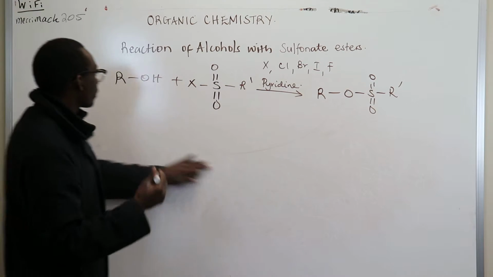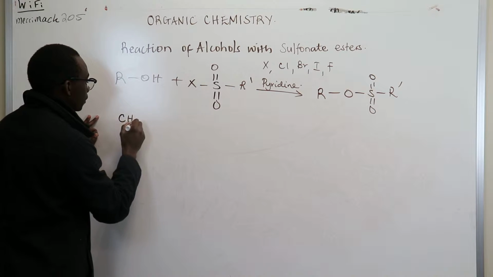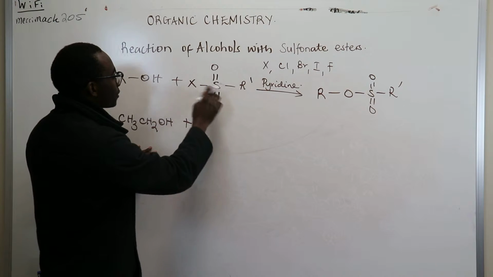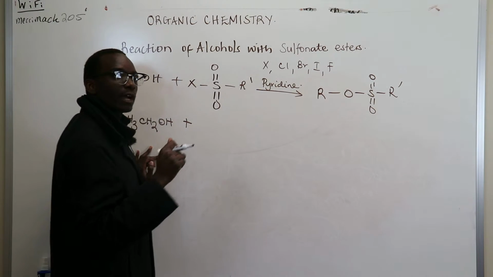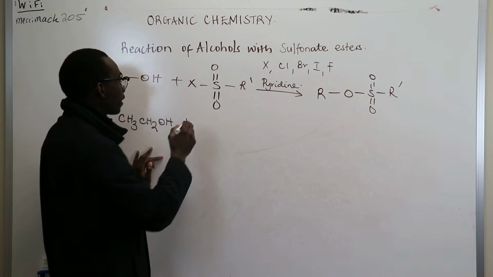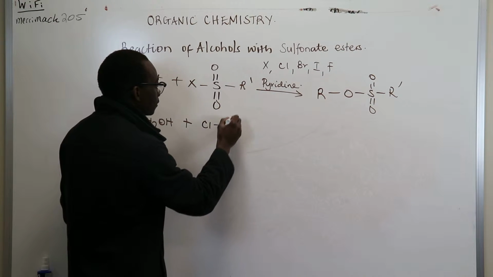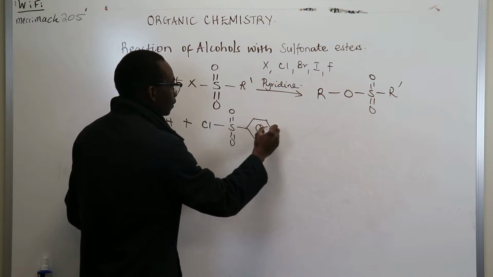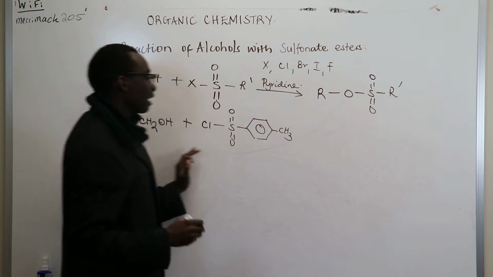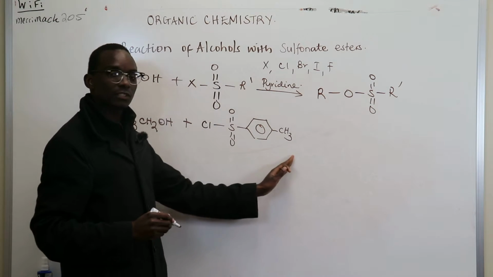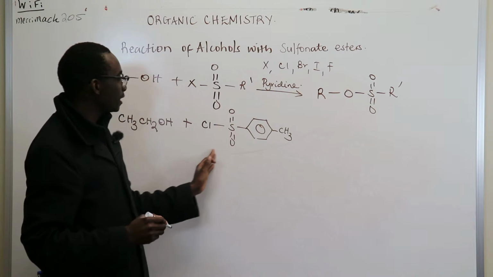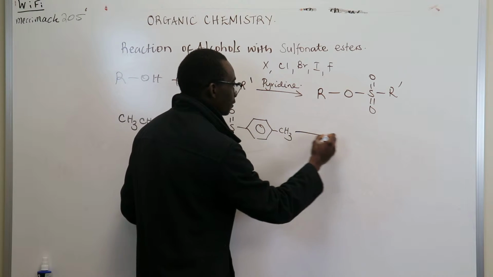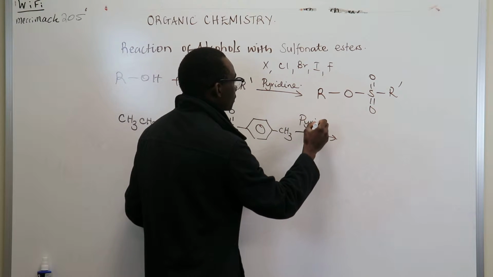So now, for example, if I have my alcohol as ethanol, CH3CH2OH, reacting it with a sulfonyl ester, a very good sulfonyl ester we can use is toluene sulfonyl chloride, which looks like this. So don't mind the complexity of this structure. All we need is only the formation of a bond between the oxygen and the sulfur, that's all. So you don't need to be overwhelmed by the big structures.